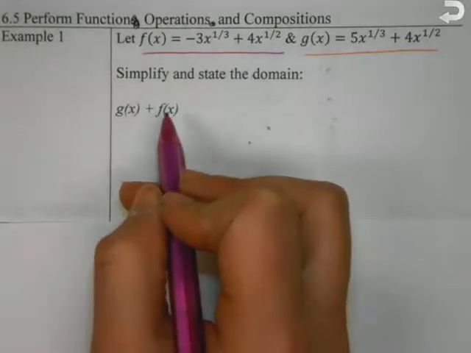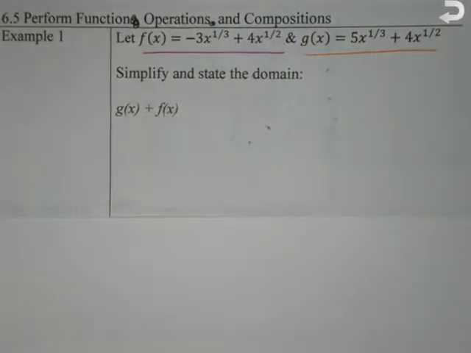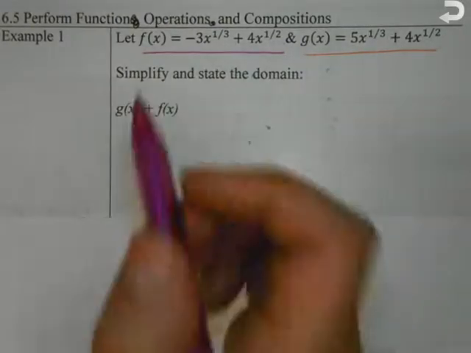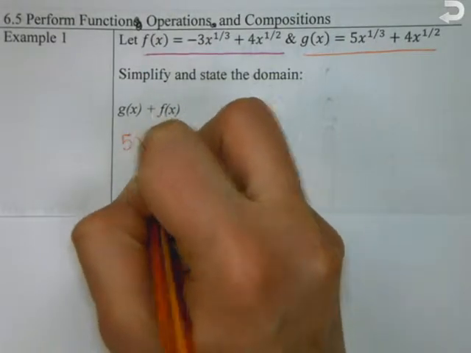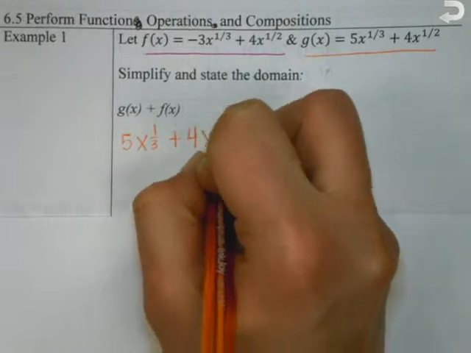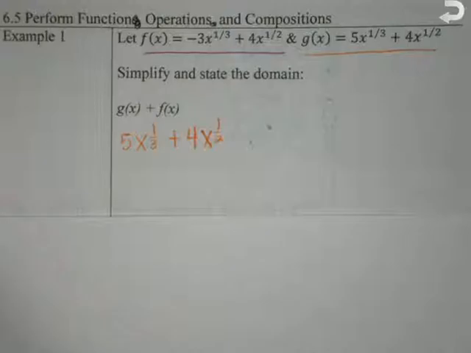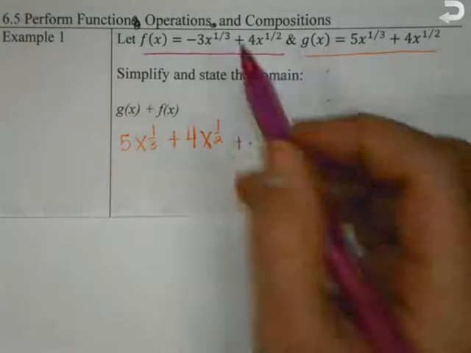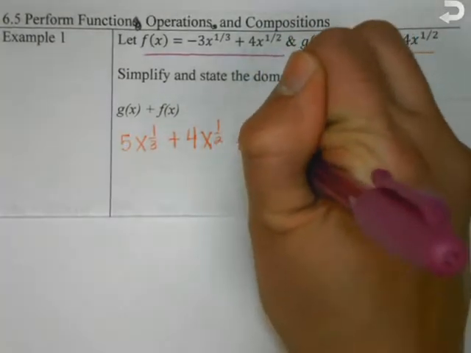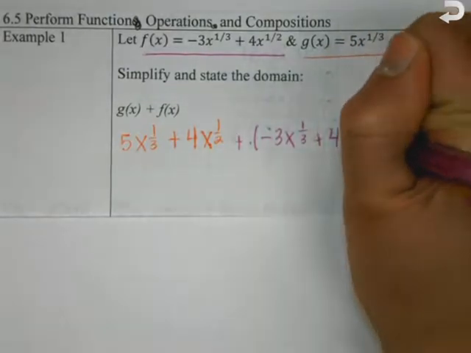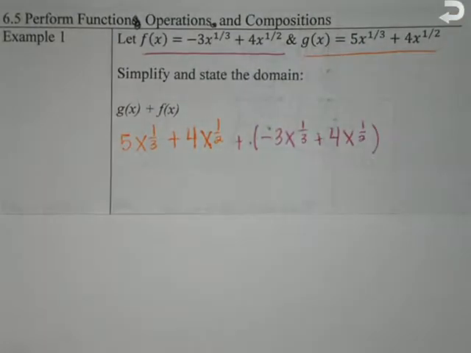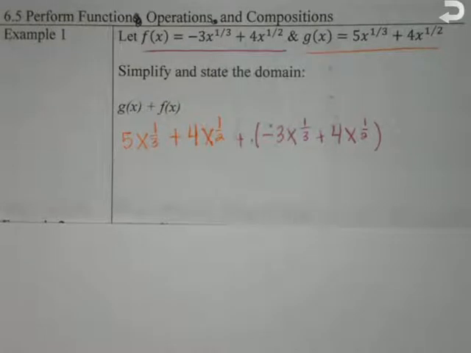Our problem is g of x plus f of x, so all they want us to do is add the two functions together. So I'm going to take that g of x function, 5x to the 1/3 plus 4x to the 1/2, and add the f of x function, so that's plus negative 3x to the 1/3 plus 4x to the 1/2. I want you to put it in parentheses for the first step, just because with subtraction it does make a difference.